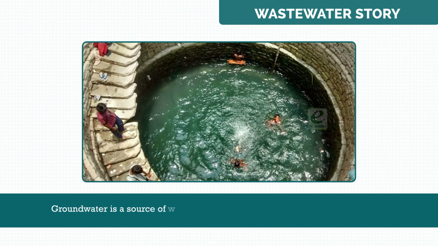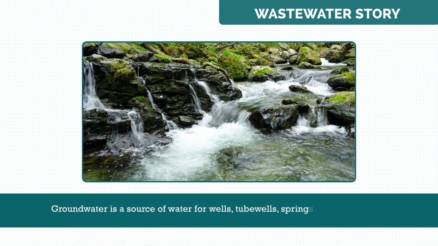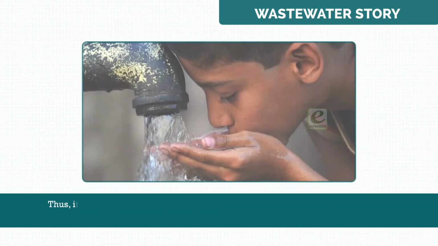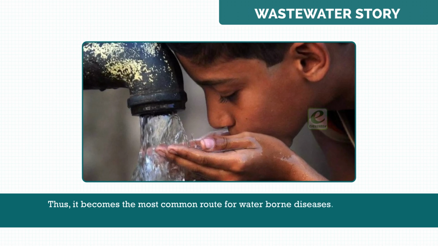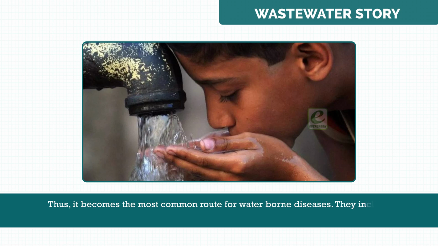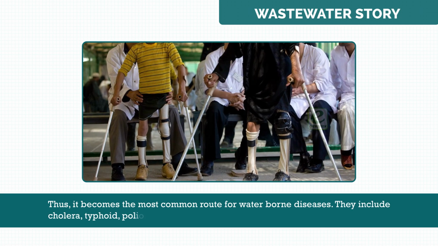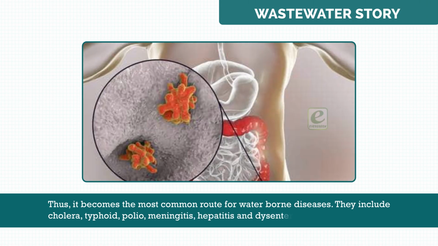Groundwater is a source of water for wells, tube wells, springs, and many rivers. Thus, it becomes the most common route for waterborne diseases. They include cholera, typhoid, polio, meningitis, hepatitis, and dysentery.